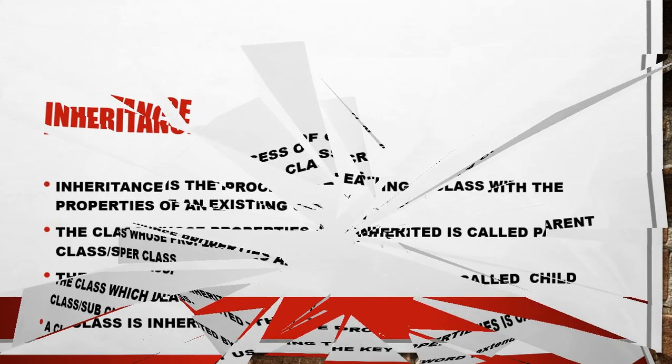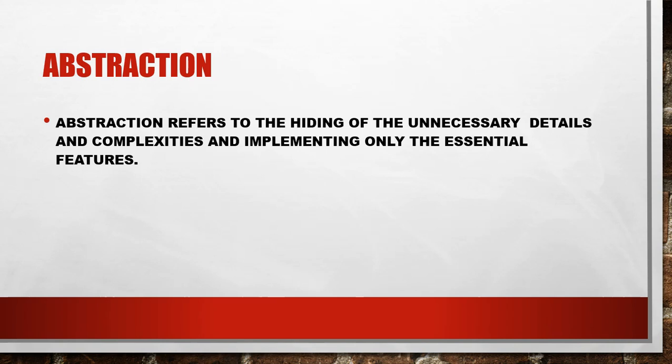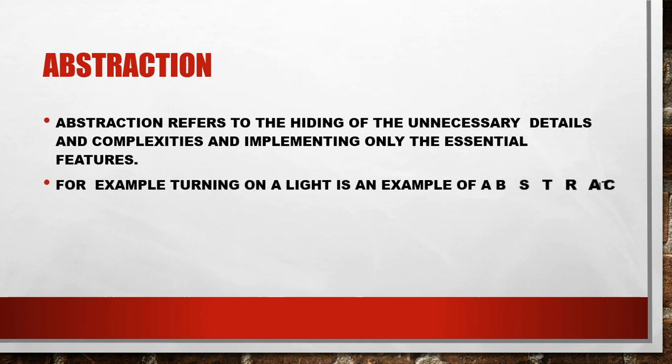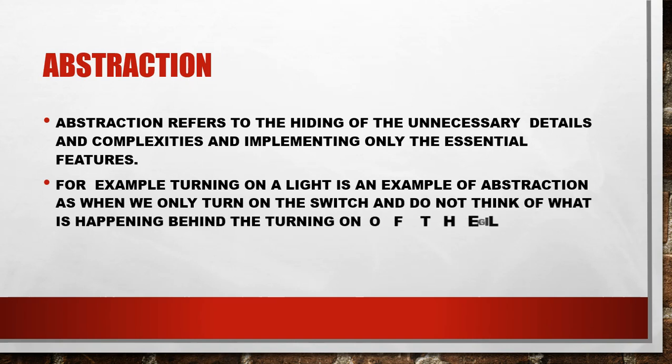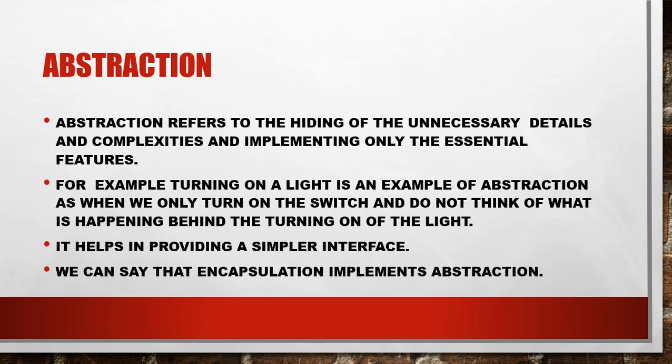Now the last but not the least, abstraction. Abstraction refers to the hiding of the unnecessary details and complexities and implementing only the essential features. For example, turning on a light is an example of abstraction, as when we turn on the switch we do not think of what is happening behind the turning on of the light. It helps in providing a simpler interface. Thus we can say that encapsulation implements abstraction.